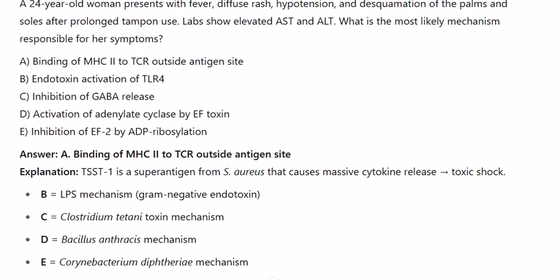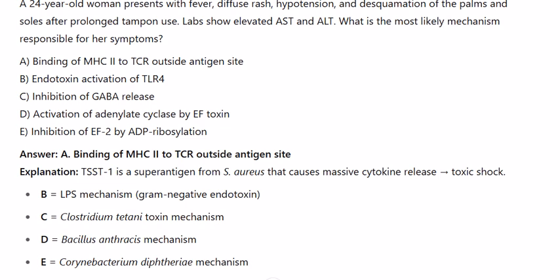A. Binding of MHC2 to TCR outside antigen site. B. Endotoxin activation of TLR4. C. Inhibition of GABA release. D. Activation of adenylate cyclase by EF toxin. E. Inhibition of EF2 by ADP ribosylation.